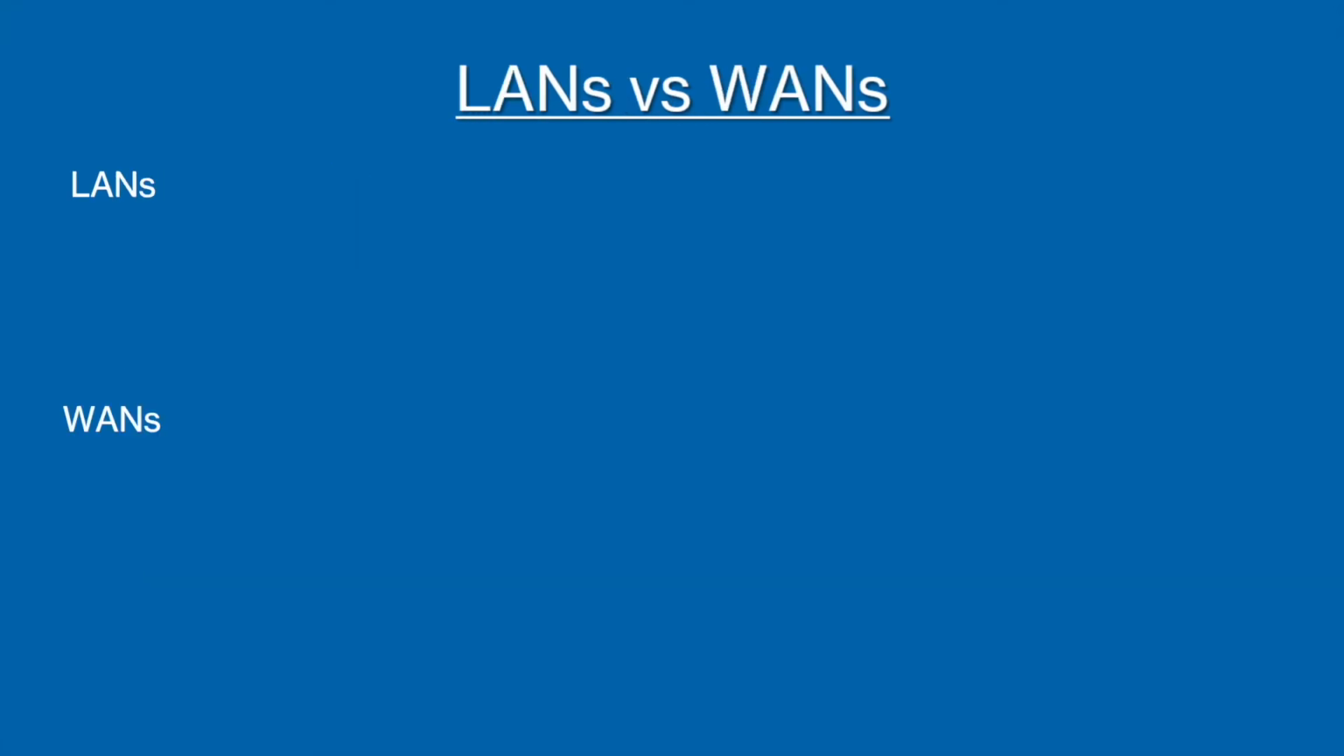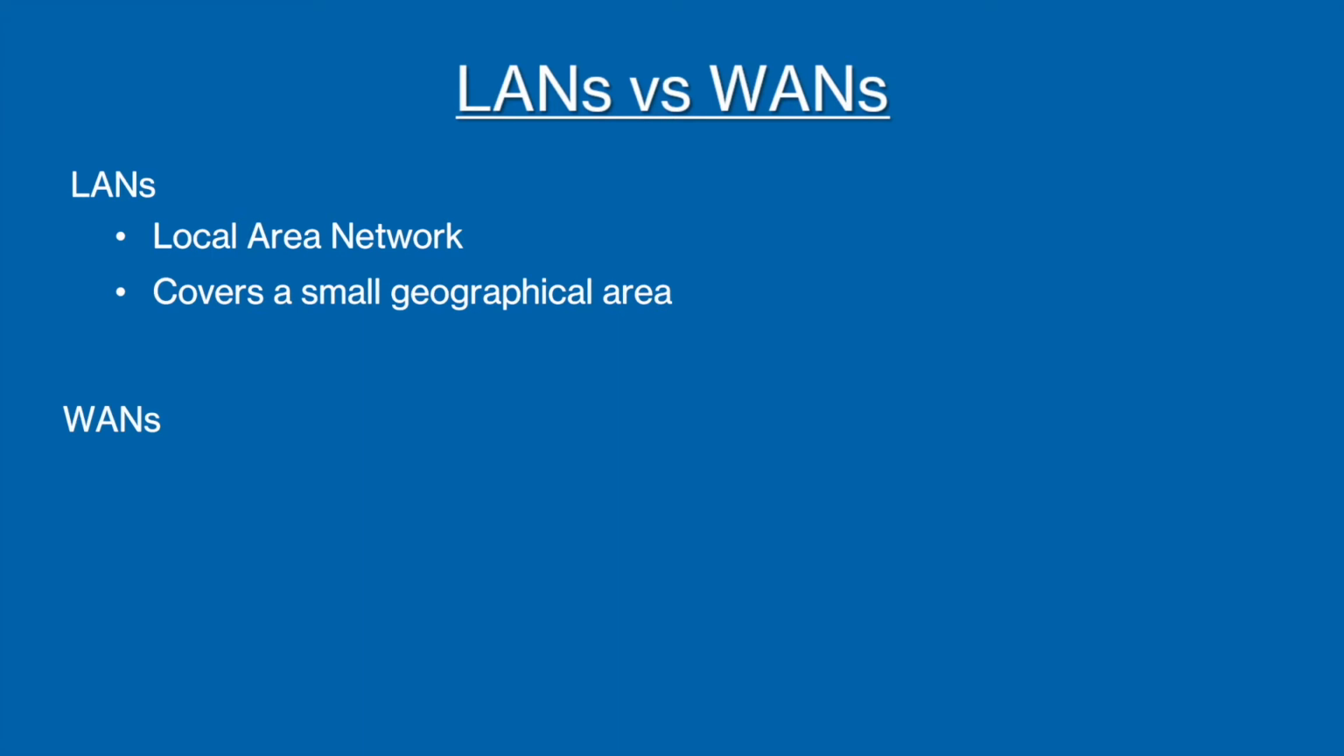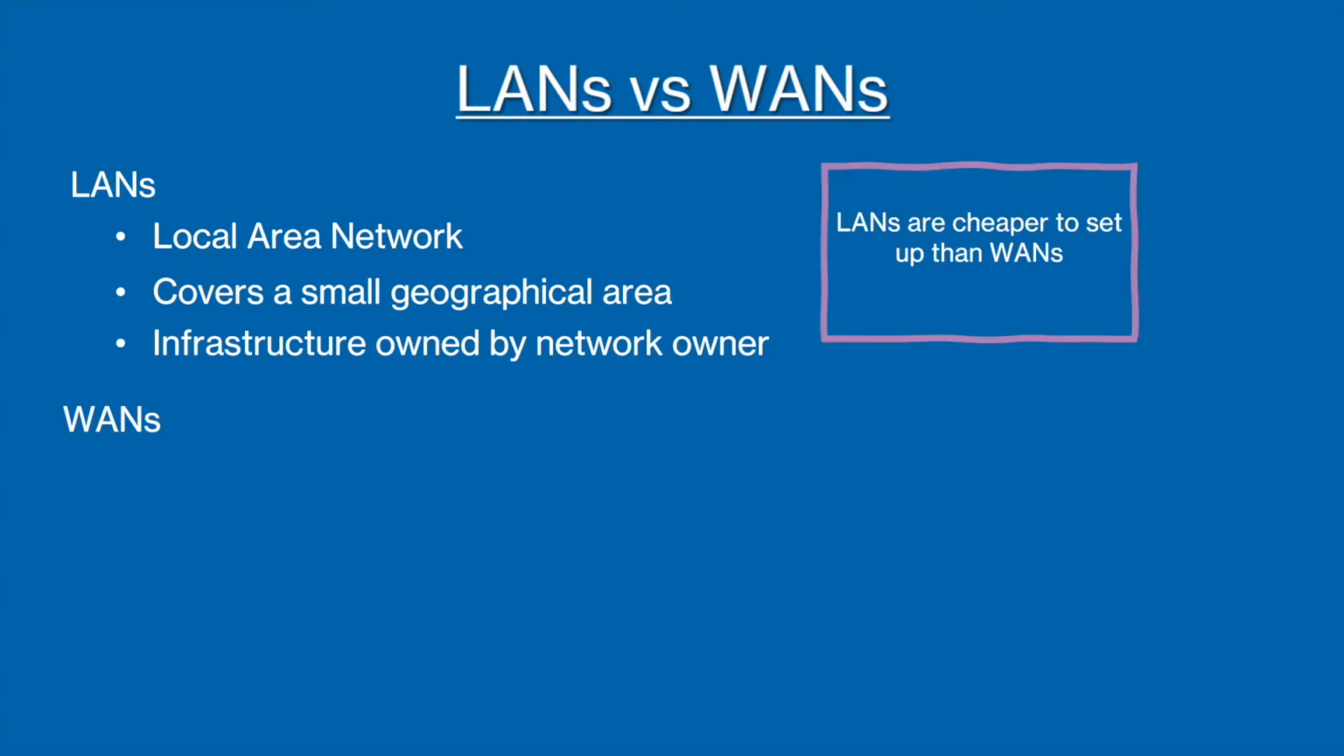There are two different types of networks, and these are LANs and WANs. LANs are the local area networks, and as the name suggests, they are indeed local, as they cover a small geographical area, for example, a single building, like a house. And the infrastructure of LANs are owned by the network owner.